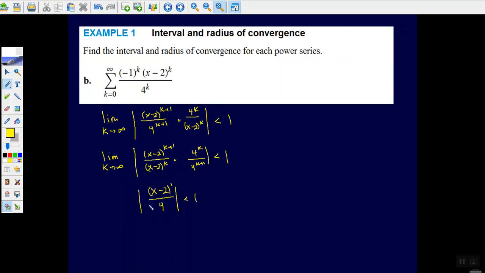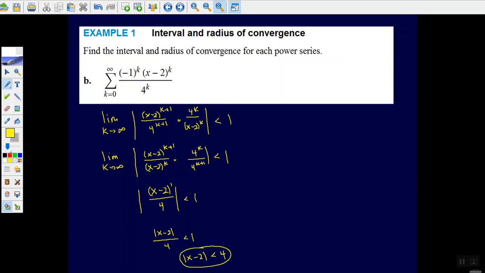And so I'm now going to rewrite this again by splitting the absolute value to just the top, because the bottom is 4 and the absolute value of 4 is 4. And so what this allows us to do is multiply both sides by 4, and we result in the expression absolute value of x minus 2 is less than 4. And remember, this was the key expression that we're looking for.